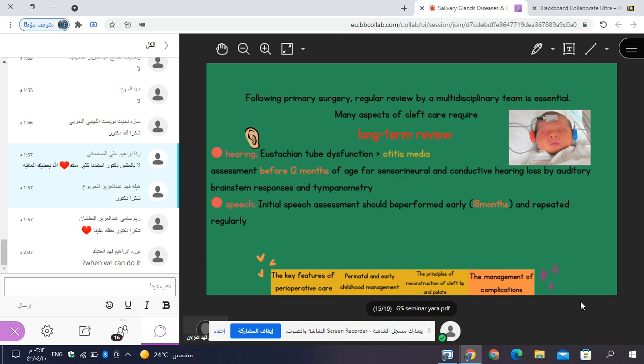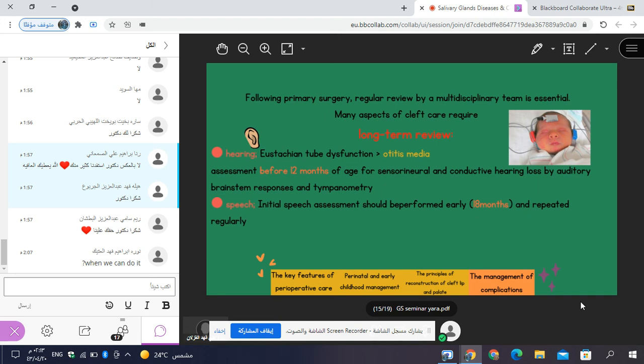While patients with a cleft lip and a cleft palate do not show any increased risk of developing otitis media, so they have a similar risk as those who do not have craniofacial abnormalities, it is said that once they have an otitis media, they will develop a sensorineural hearing loss. This is why assessment must be done. And assessment is done before 12 months of age for both sensorineural and conductive hearing loss by either auditory brainstem response, like the one in the picture, or a tympanometry.